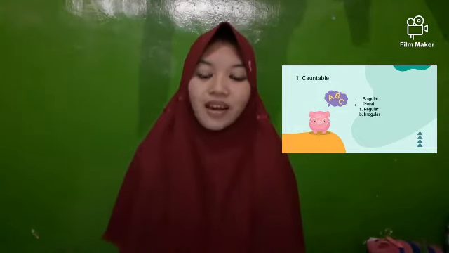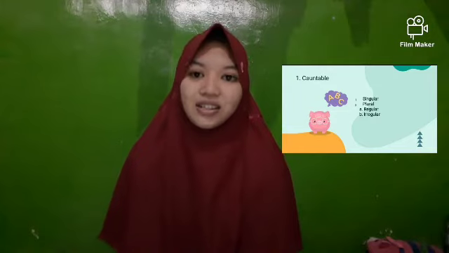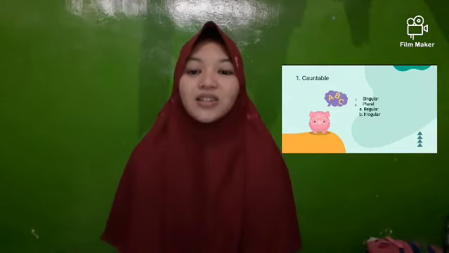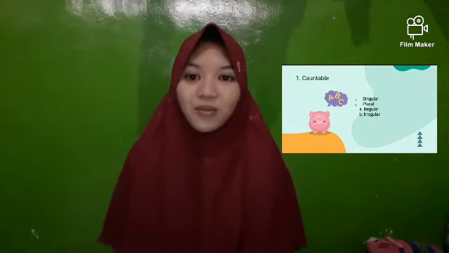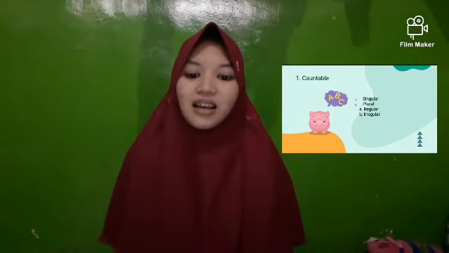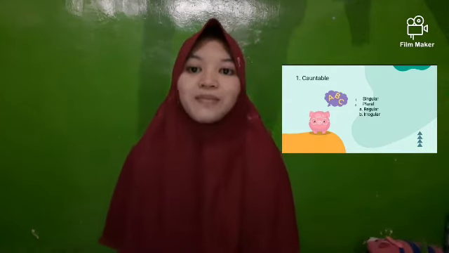Okay. Regular noun is a noun that is more than one, but the change from one noun to two nouns is the same. For example, book becomes books. Okay. The second is irregular. Irregular is a noun that is more than one, but the form is not regular. For example, mouse becomes mice.